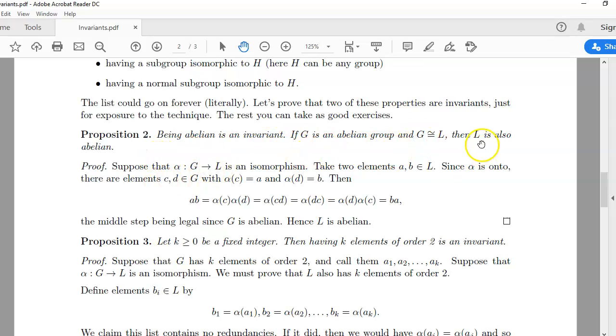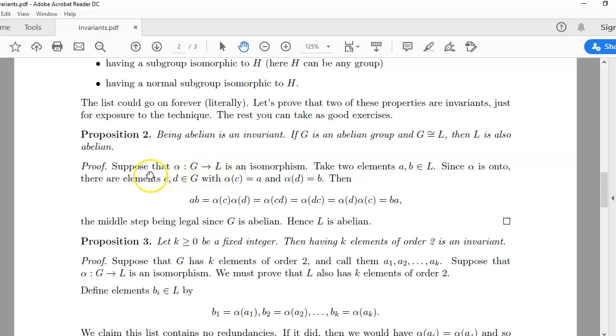So you're supposed to prove that L is abelian. That's your job. Prove that L is abelian. And what do you know? What you know is that G is abelian. You know that much. And you know that G is isomorphic to L. And since you know they're isomorphic, you might need to use that isomorphism to prove the theorem. So since G and L are isomorphic, there exists an isomorphism.